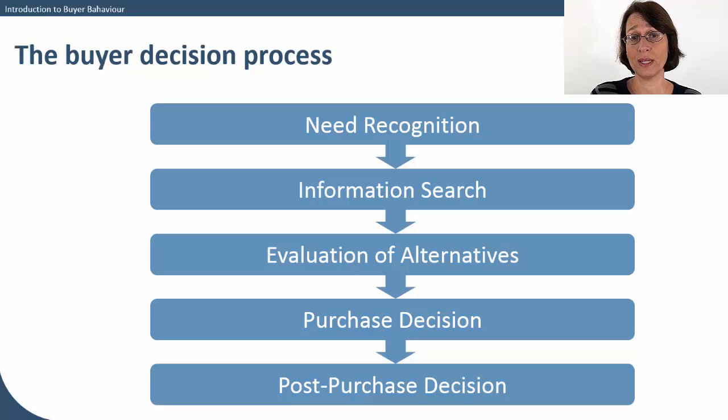So some start with need recognition and go straight through to purchase decision. Some people go backwards and forwards. So you might gather all the information, decide it's not for you, decide to go back to information search again. So don't assume that all consumers will follow the process in a very logical manner, because it doesn't work like that. But this is a good process for you to have an understanding, as a marketer, of how you might influence the process.